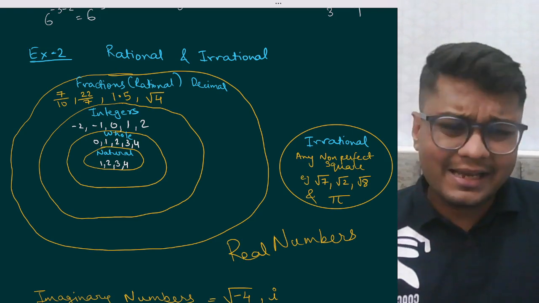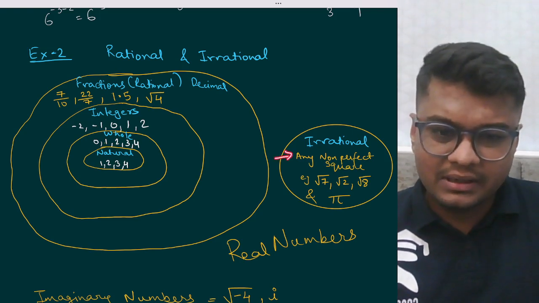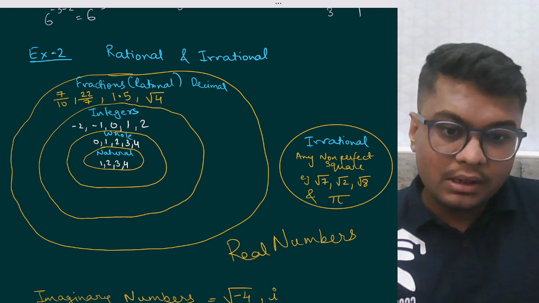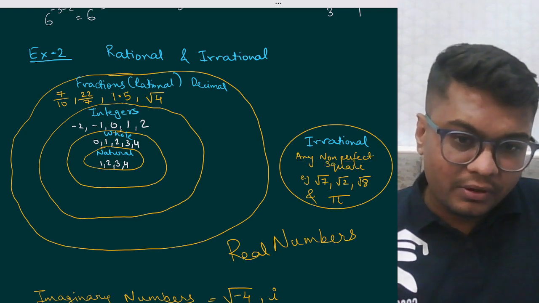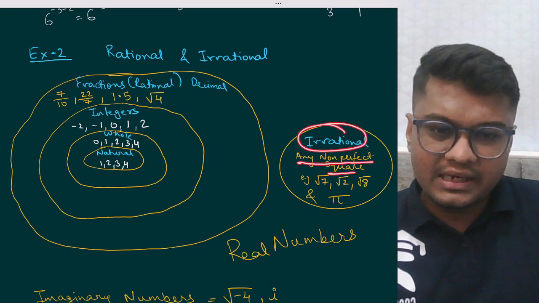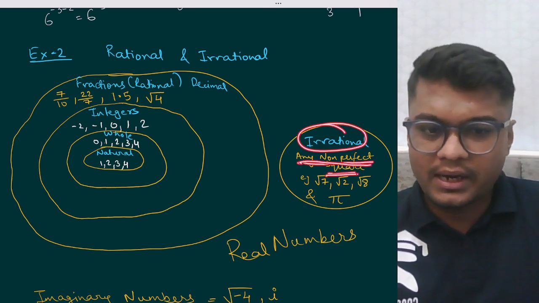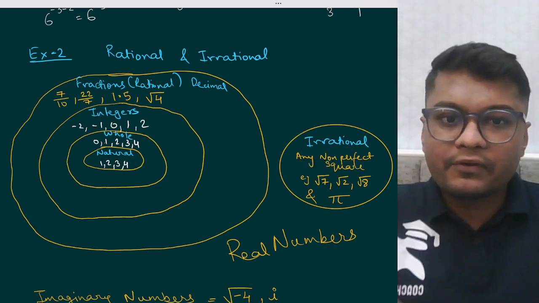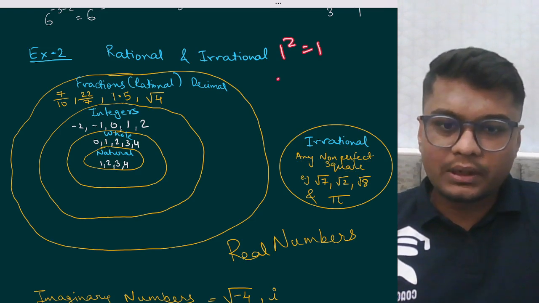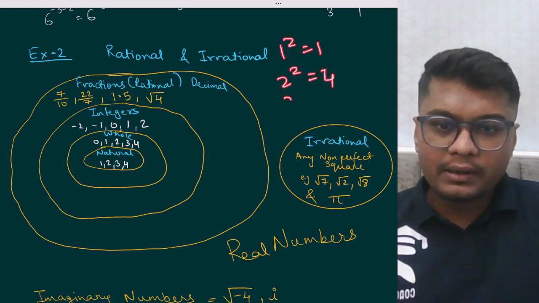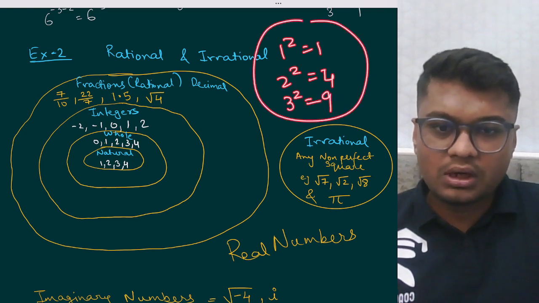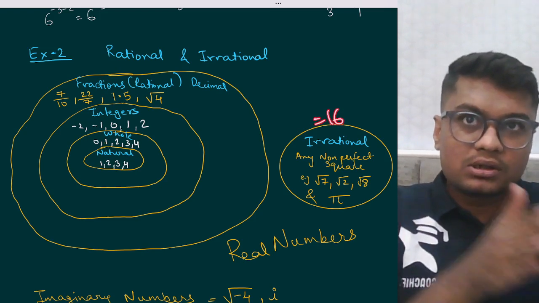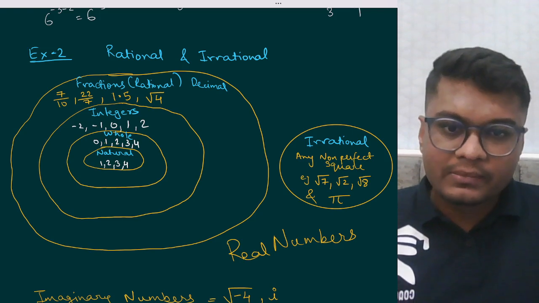So what are irrational numbers? Irrational numbers can be divided into two categories. Some are special numbers and some are any non-perfect square. Any non-perfect square root is called an irrational number. So sir, who are perfect squares? 1 ka square is 1, 2 ka square is 4, 3 ka square is 9, 4 ka square is 16. All these numbers which are a square of a number are perfect squares, right?